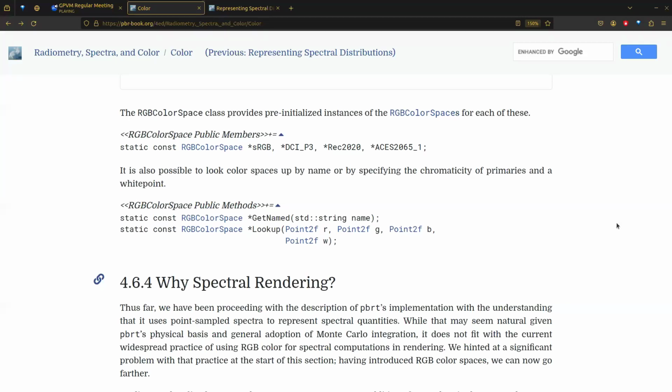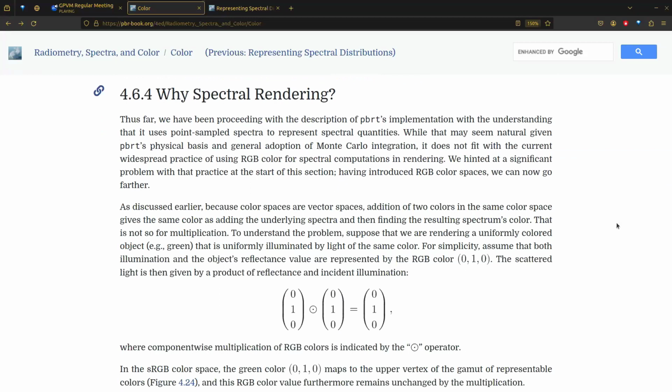Okay. So why would you want to do spectral rendering? Proceeding with the description of PBRT's implementation, with the understanding that it uses point sampled spectra to represent spectral quantities. This may seem natural given PBRT's physical basis and general adoption of Monte Carlo integration, but it does not fit with the current widespread practice of using RGB for spectral computations in rendering. We hinted at a significant problem with the practice at the start of this section. Having introduced RGB color spaces, we can now discuss that further.